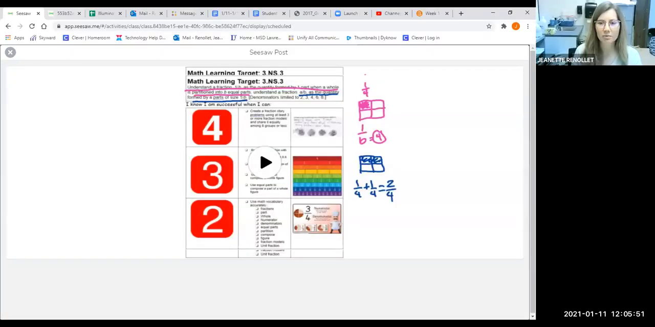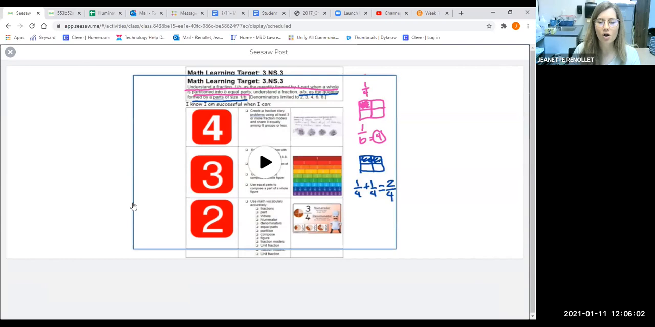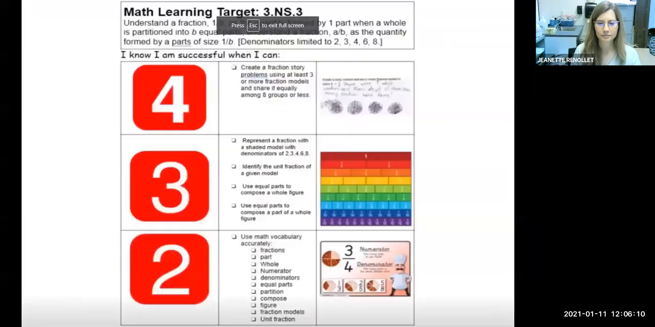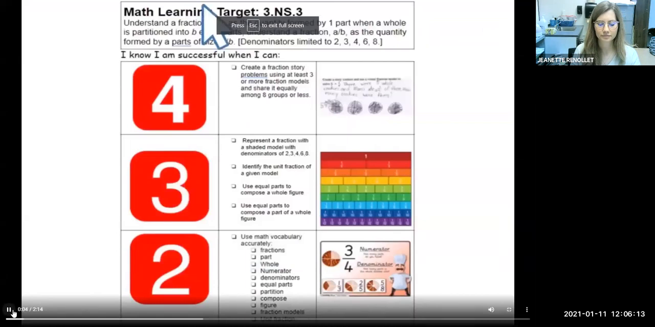In math today, boys and girls, we're going to continue studying fractions. We're going to begin today with a video talking about our success criteria. And I want all students focusing their attention, thinking about what are we going to do today. Today we're going to be working on Math Learning Target 3 and S3. It sounds like a lot, but it's actually quite simple.